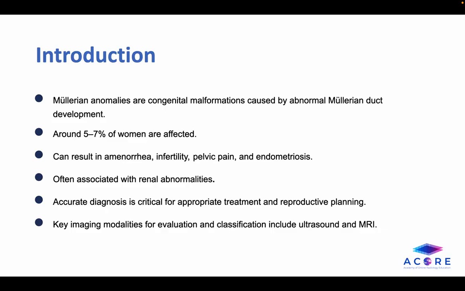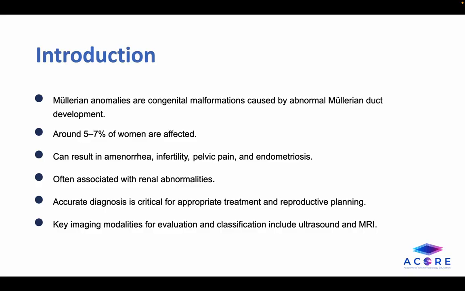So for some background, Müllerian anomalies occur when the normal development of the Müllerian ducts is disrupted during fetal development. These ducts eventually form the uterus, cervix, fallopian tubes, and the upper portion of the vagina. Patients may present with a variety of symptoms depending on the specific anomaly.